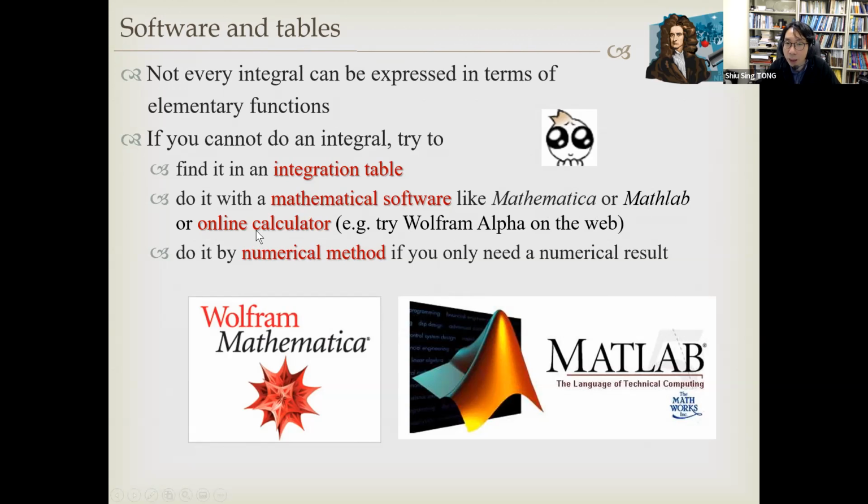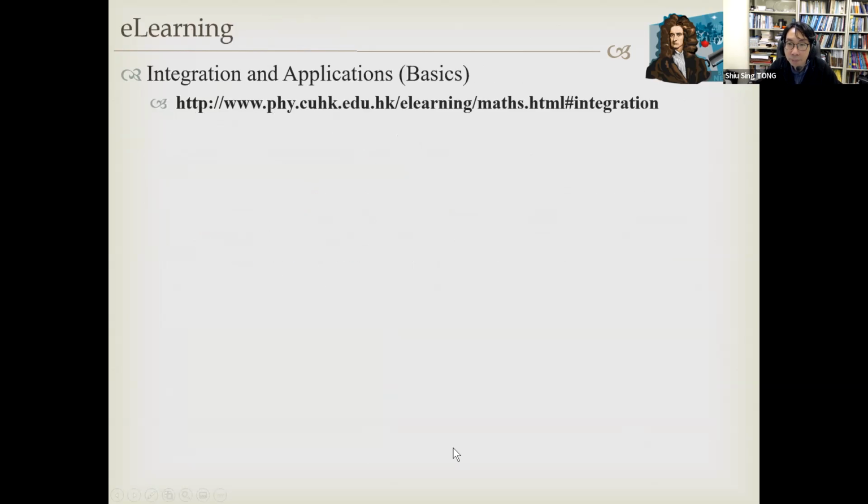Or you can do it in an online calculator. Wolfram Alpha is a famous website containing a calculator which can help you evaluate expressions and different kinds of computation symbolically. So it's a symbolic calculator, okay? Or if you simply want a numerical result, you can use a numerical method. You just sum up the vertical strips, effectively using a computer to find a numerical answer to that integration, if you only want a numerical result.